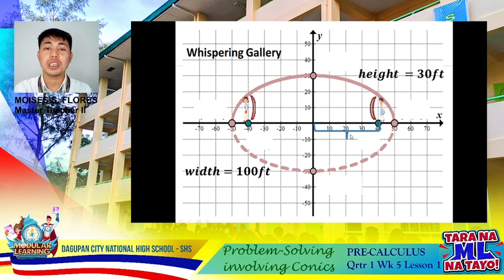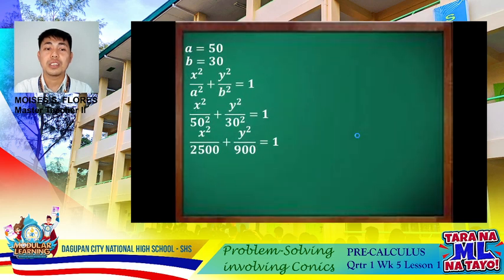Okay, so what's the relationship of our given? That is c. c is unknown. So we already have the given a and b. How will we solve for that? Our formula: c squared equals a squared minus b squared. Okay, there you have.